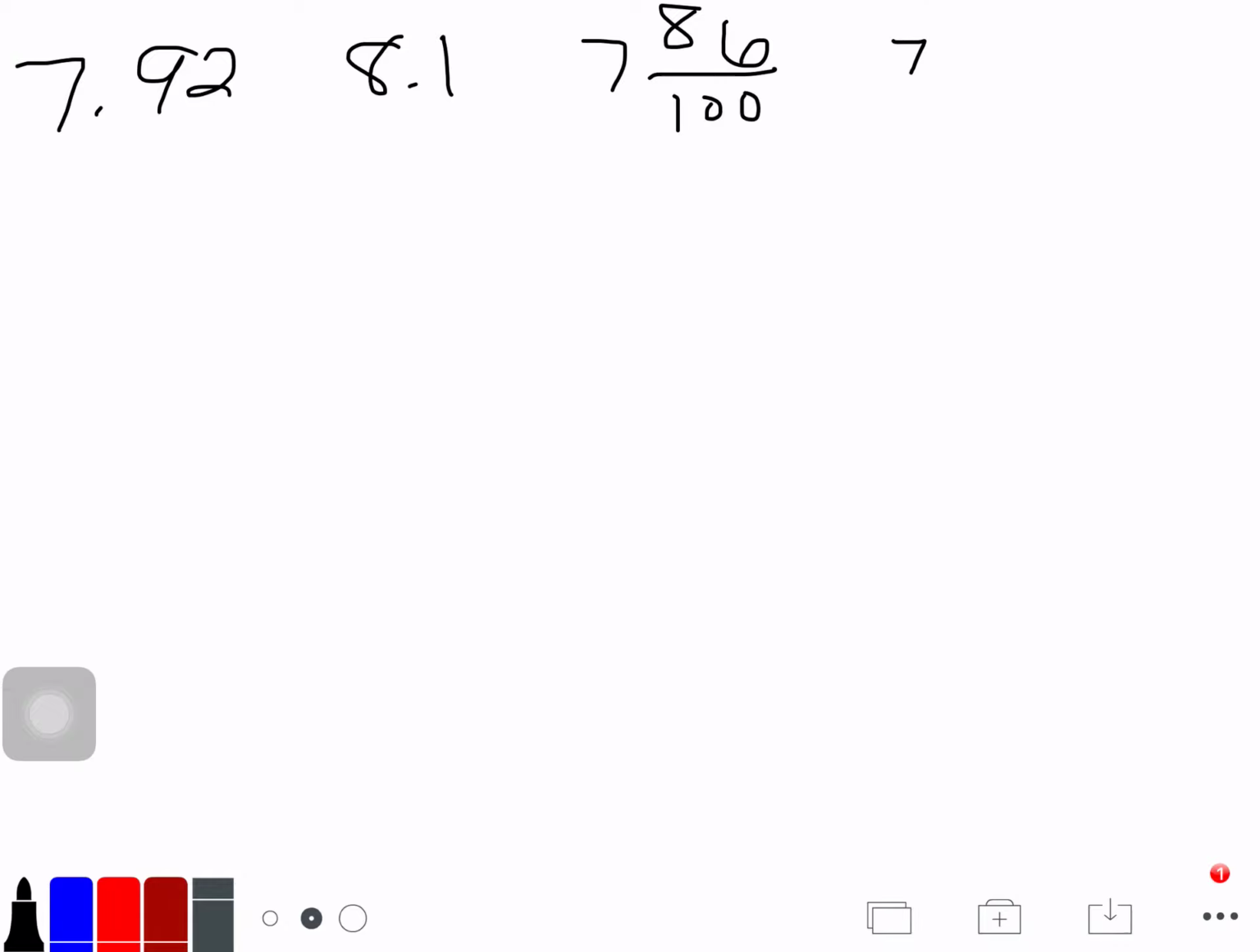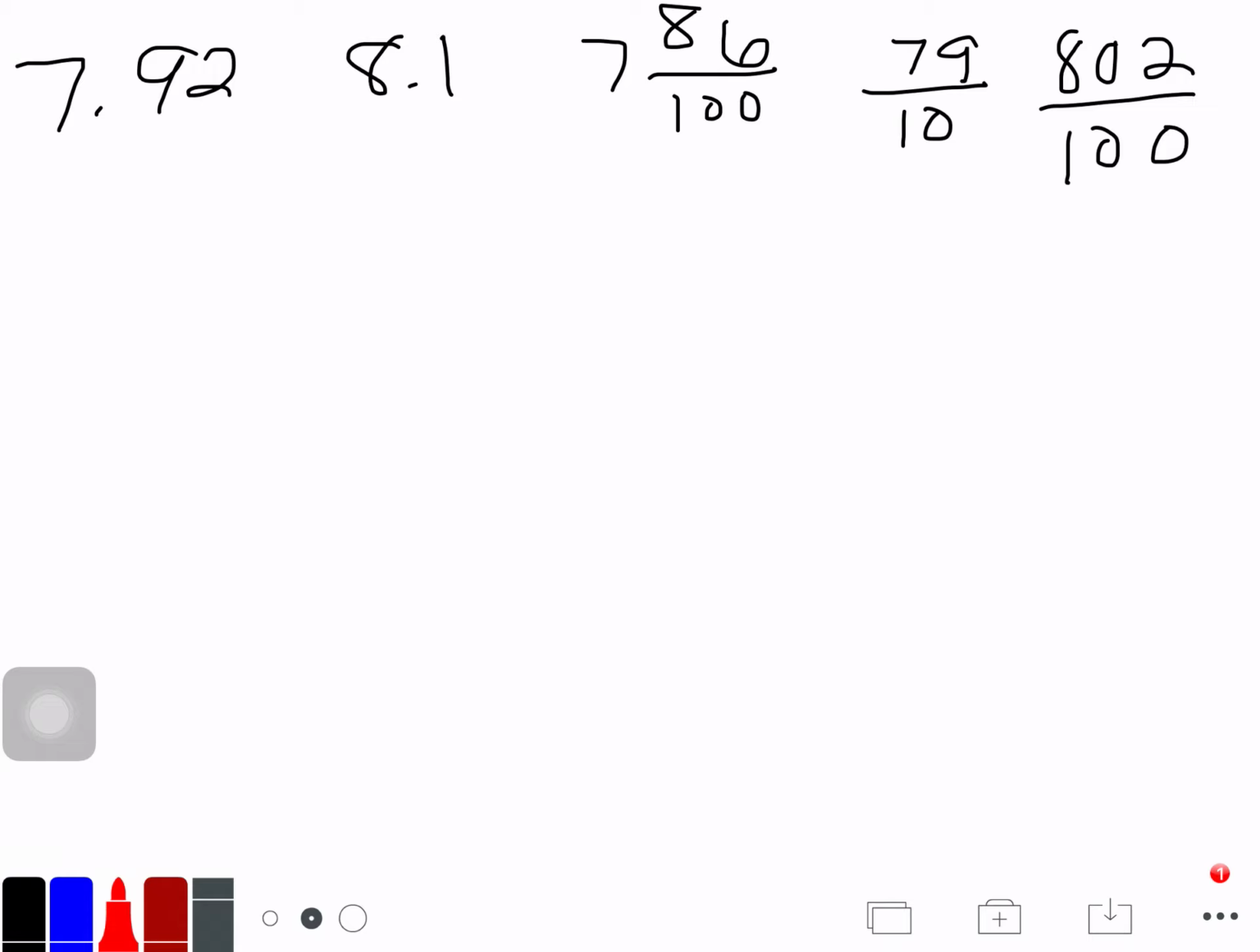Hi, today I'm going to make a video showing you how to order fractions and decimals from least to greatest. We're going to work with the numbers 7 and 92 hundredths, 8 and 1/10, 7 and 86 hundredths, 79 tenths, and 802 hundredths.